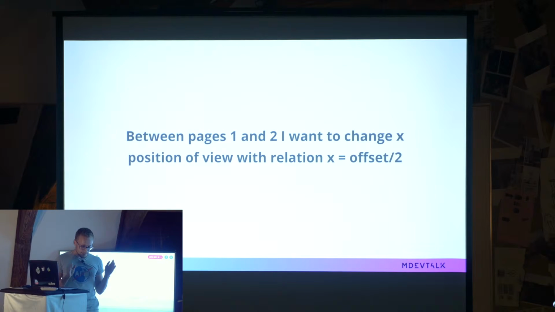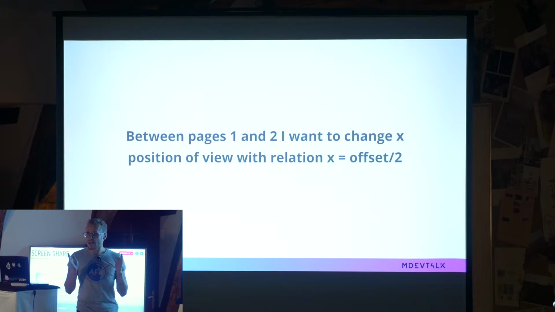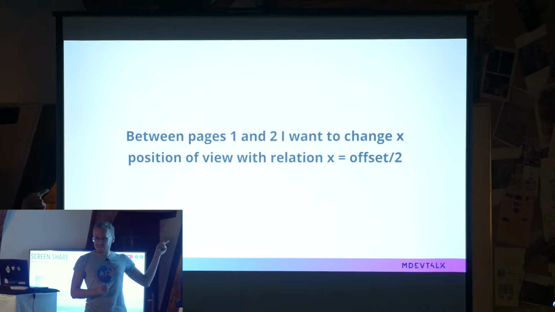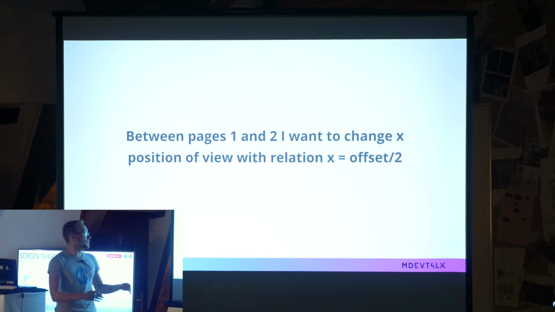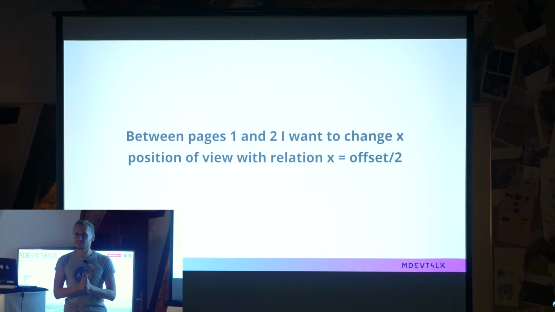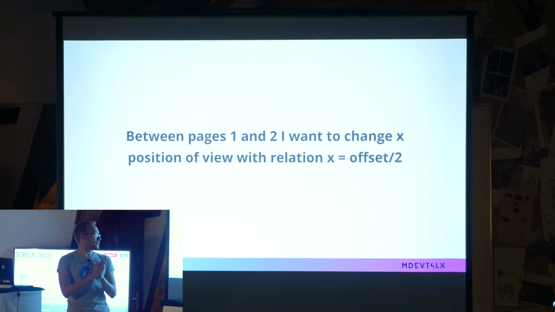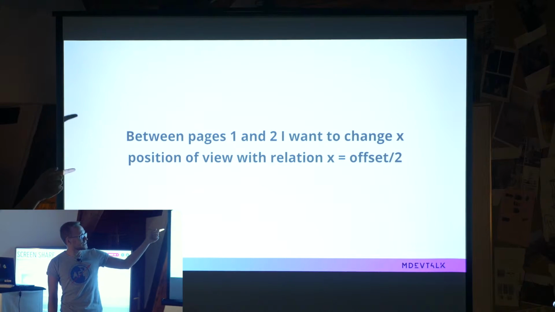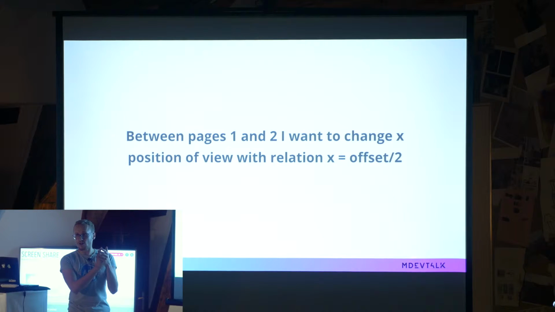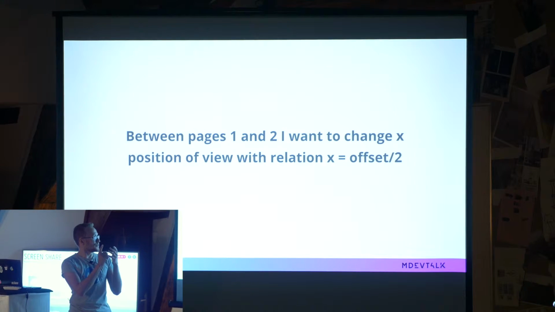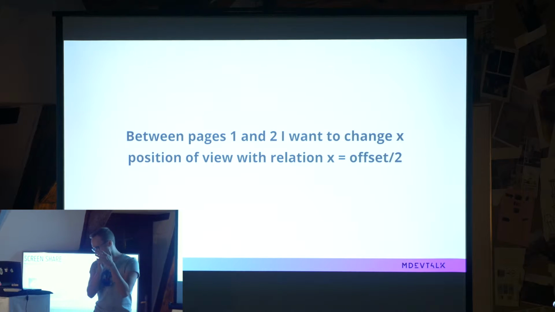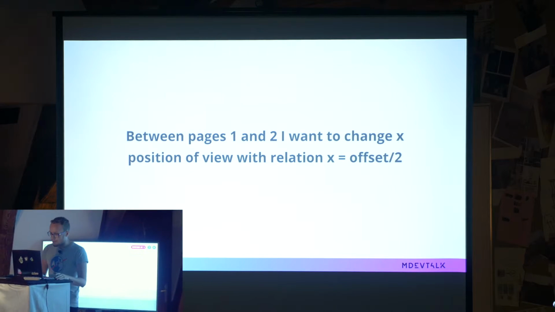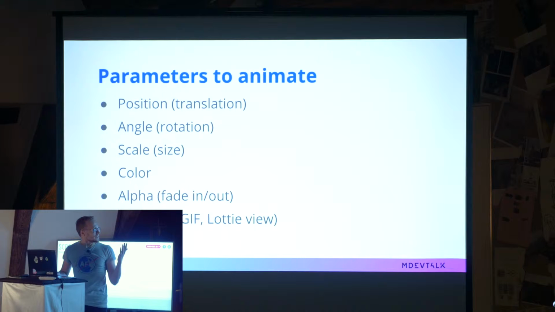And now with this we may create an abstract concept about this animation we want to achieve. For example, between pages 1 and 2, I want to change the horizontal position of the view and provide the relation that the speed of the changing of the position of this view will be half the speed of my finger, for example. But okay, how do we implement it?